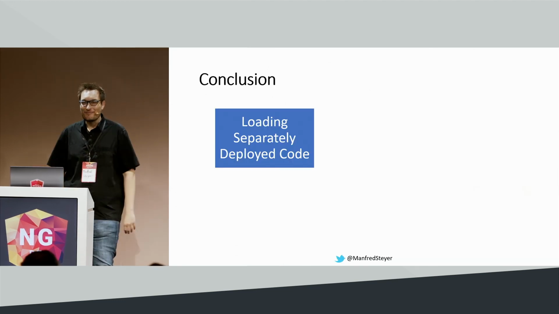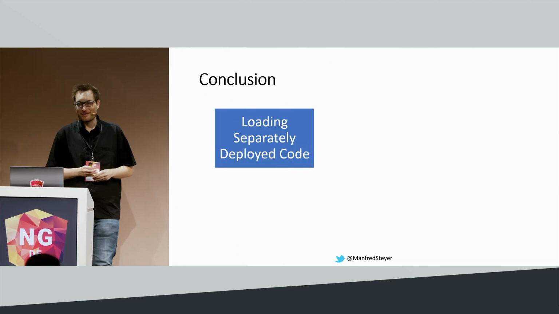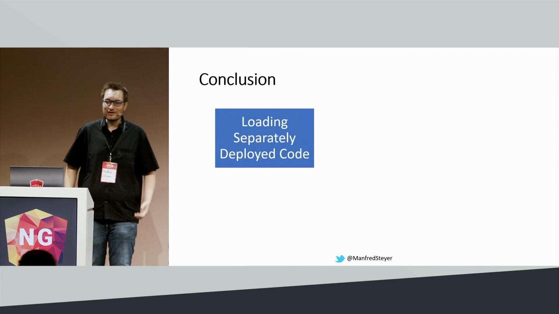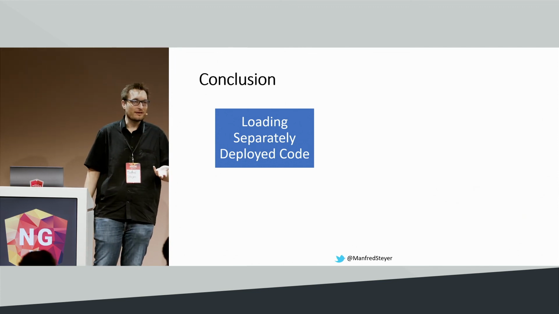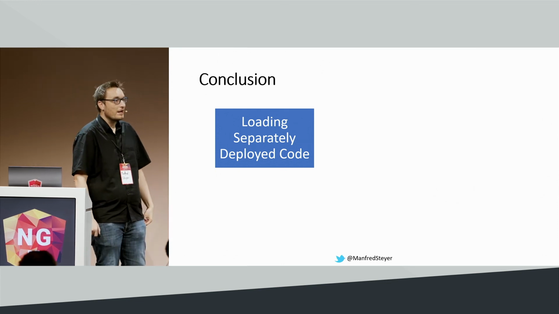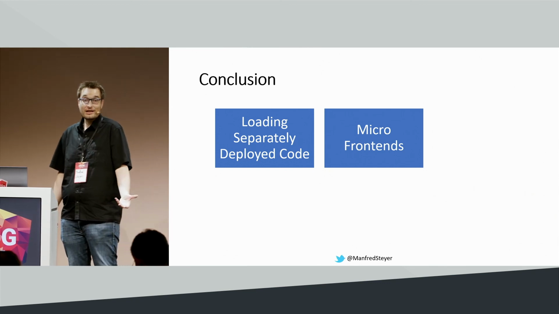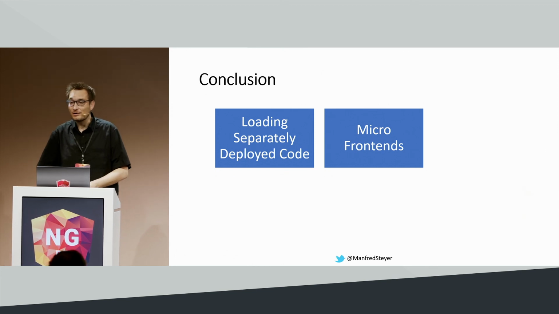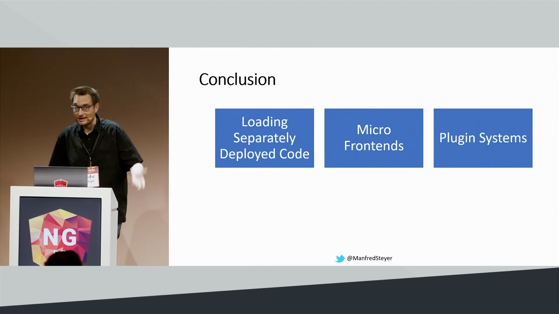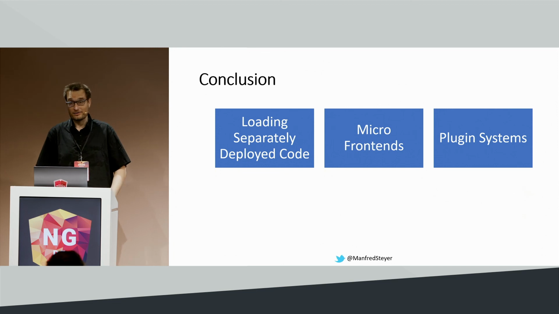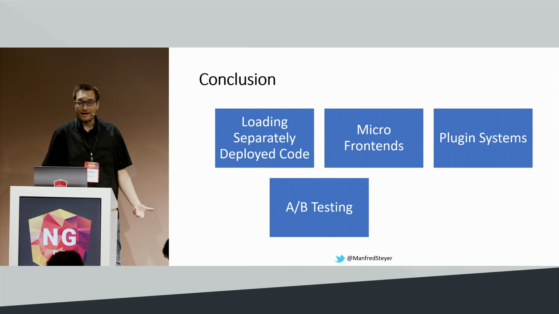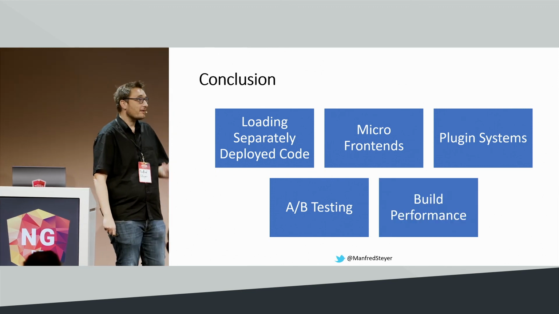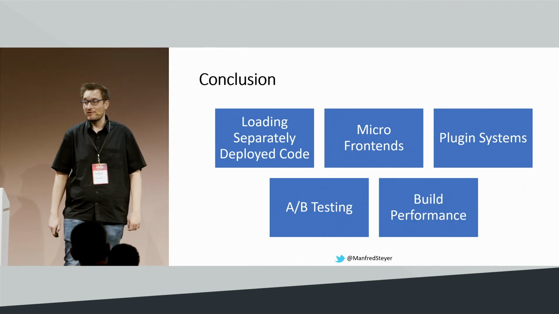Okay, let me come to a conclusion. What did we see today? Well, we saw that all of this is about loading separately deployed and compiled code. Code we did not know at compile time. And this allows, of course, for micro frontends, which is quite a huge topic nowadays, but it also brings other benefits like plug-in systems. Think about the Alt BC, think about my workflow designer, things like A/B testing, things like heavily improving the build performance.